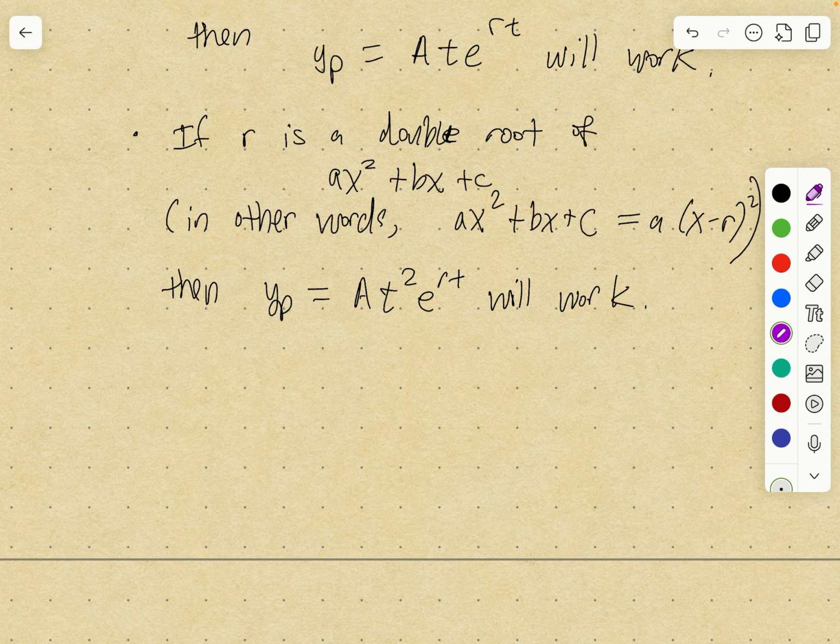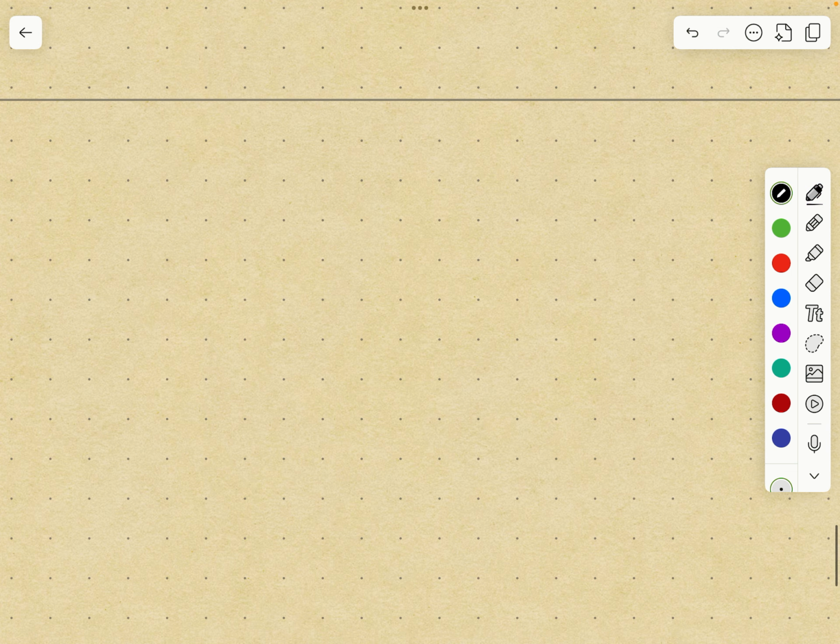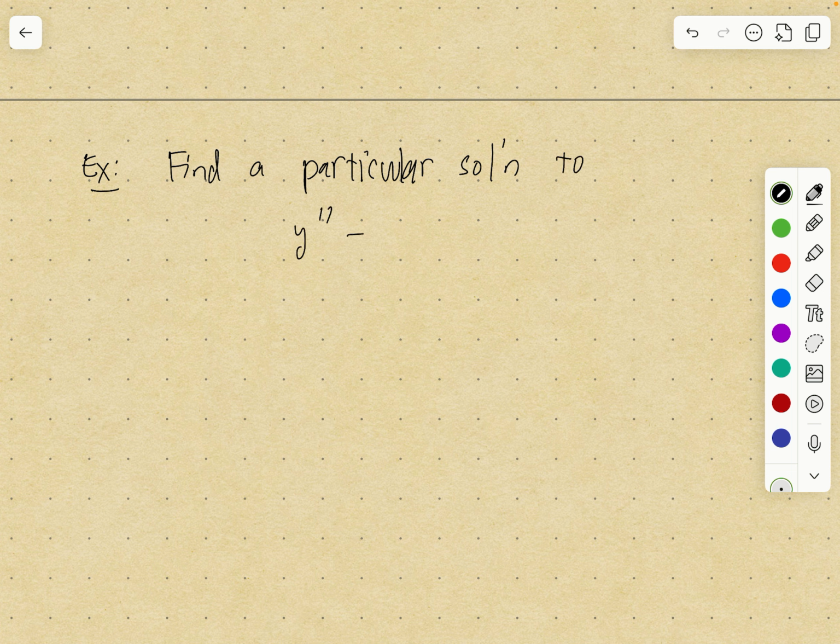Okay? So for instance, let's do an example. Let's just do an easy one. So let's say that you have this question, which is to find a particular solution. Again, that just means find one solution. You don't have to find all the solutions, you just have to find one. Find a particular solution to y double prime minus 4y prime minus 12y equals 3e to the 5t.